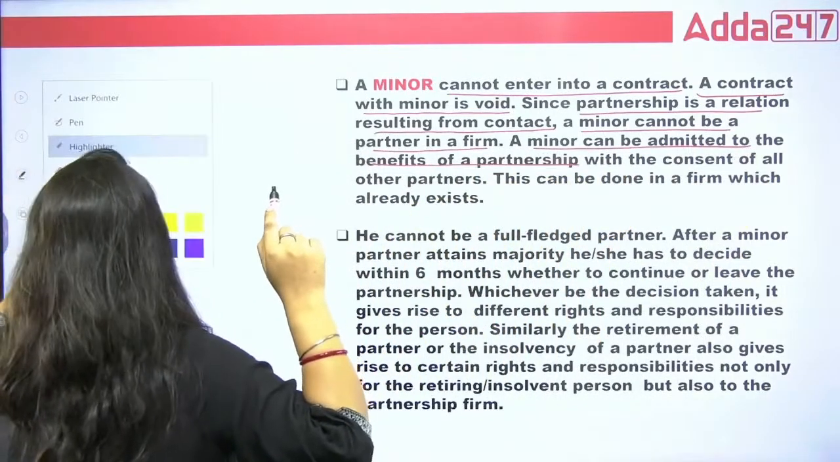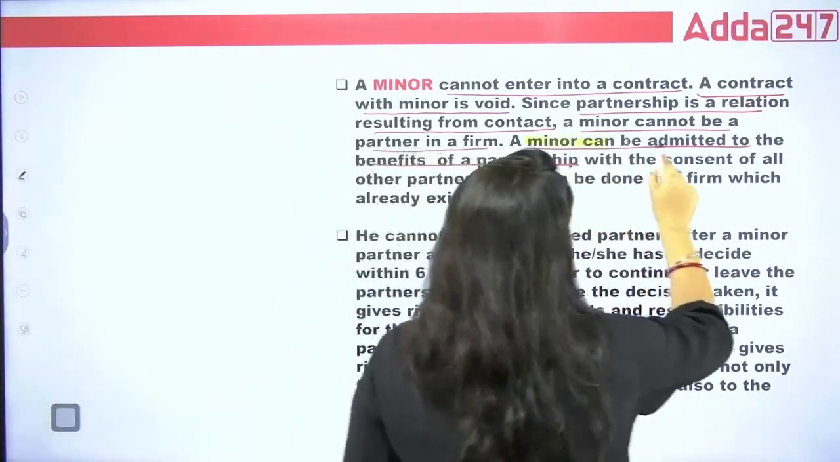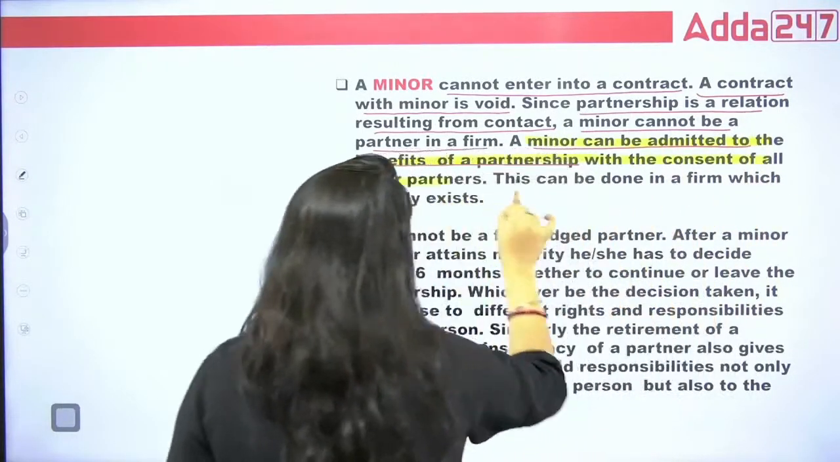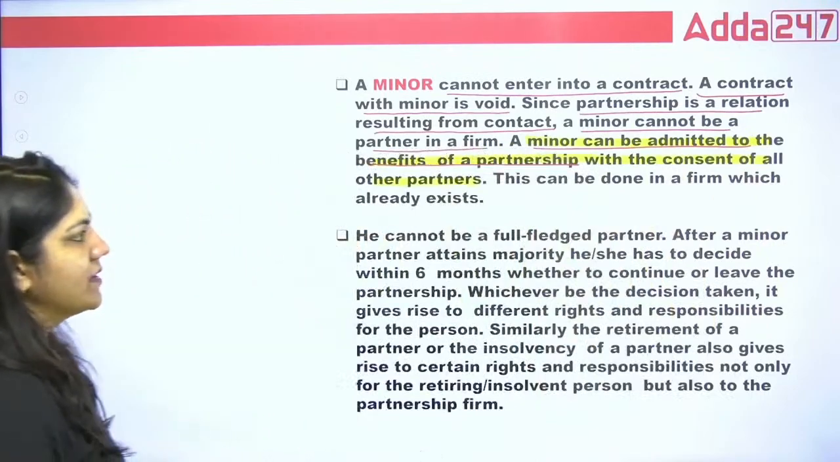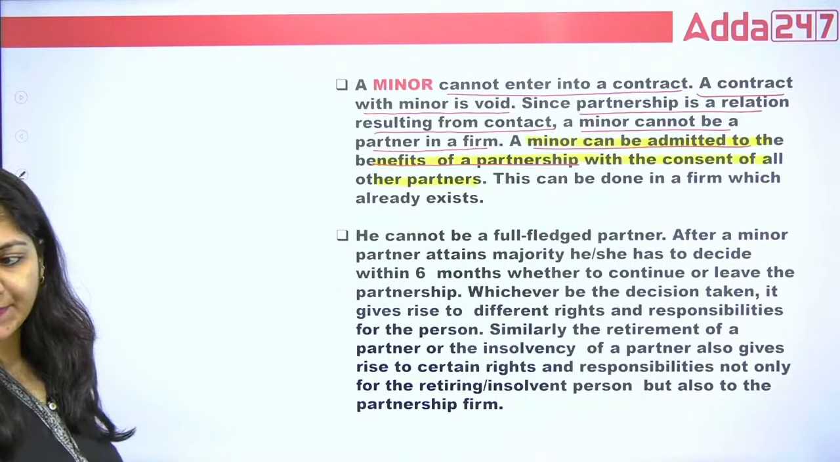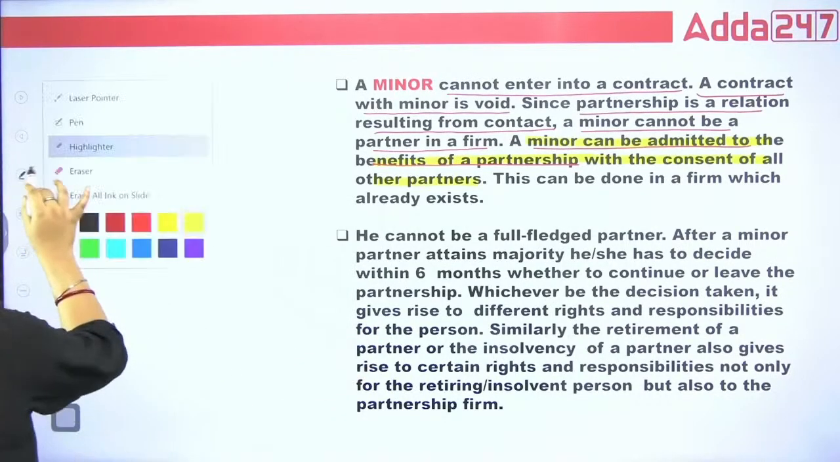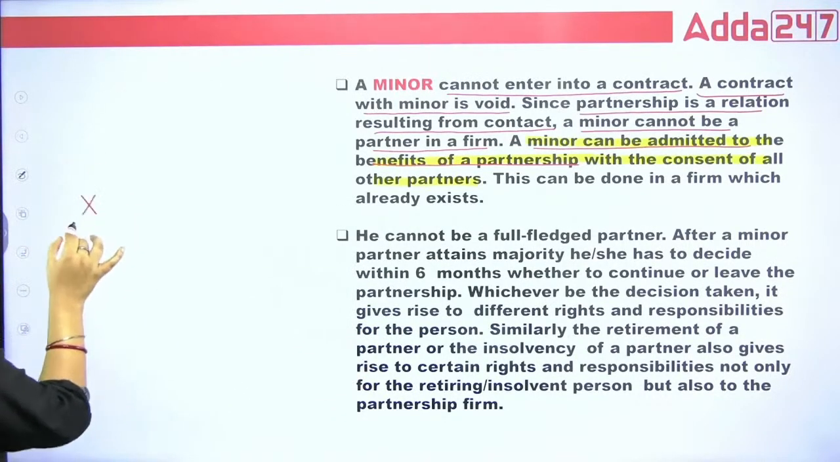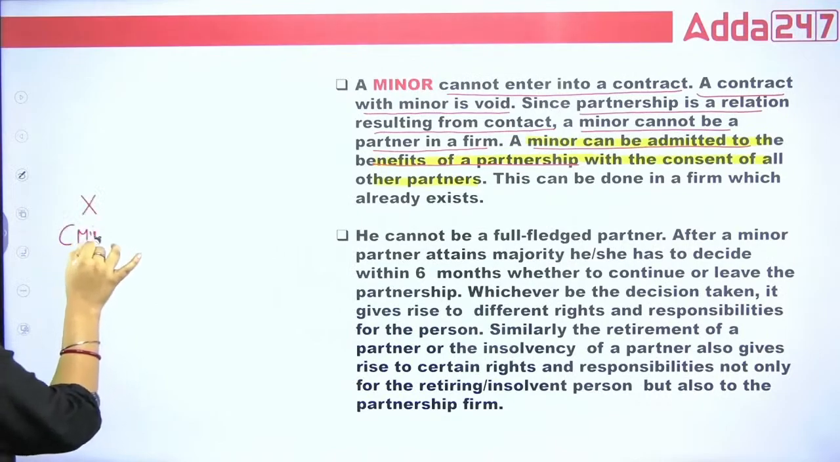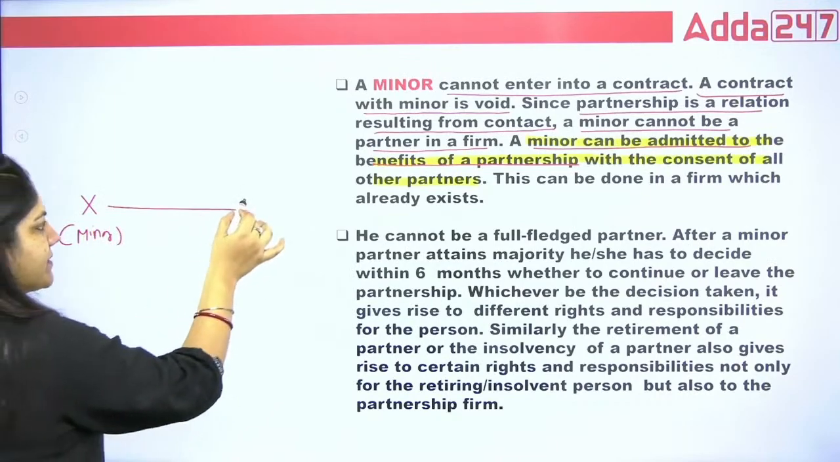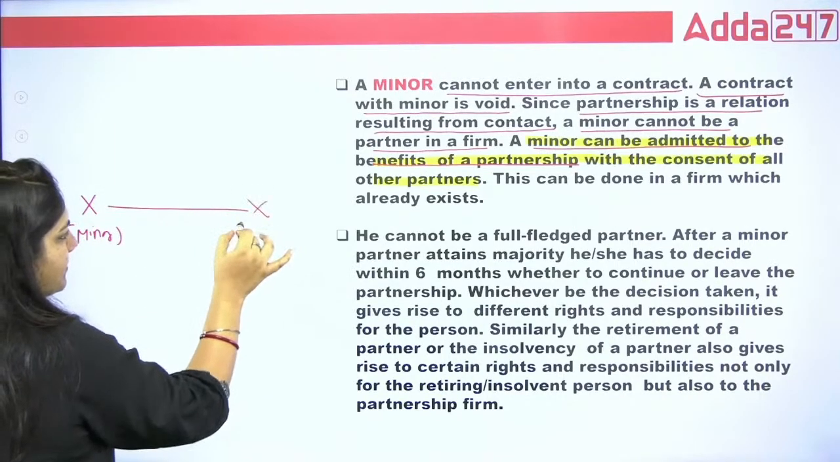This is important. What is this? A minor can be admitted to the benefit of partnership with the consent of all the other partners. This is done in a firm which already exists. Okay. And what is written here? Suppose a minor is there, right? And the minor becomes a major.